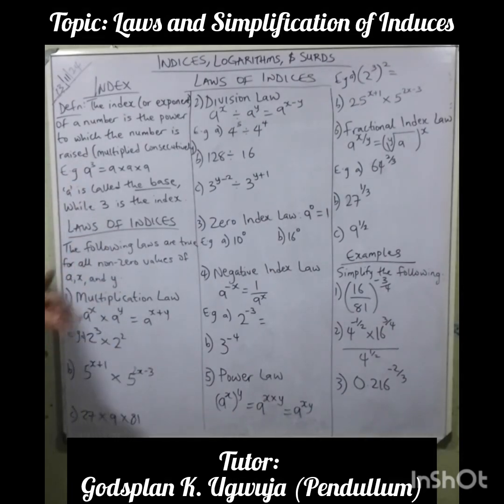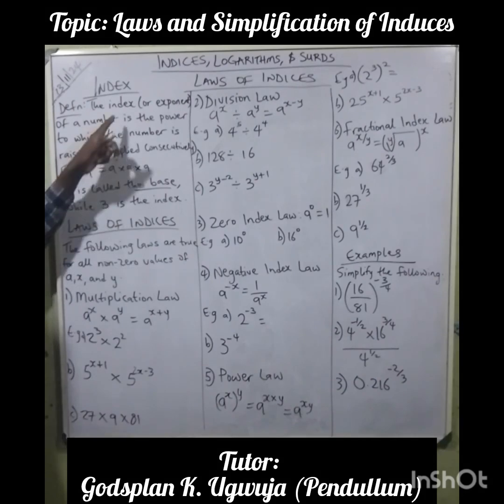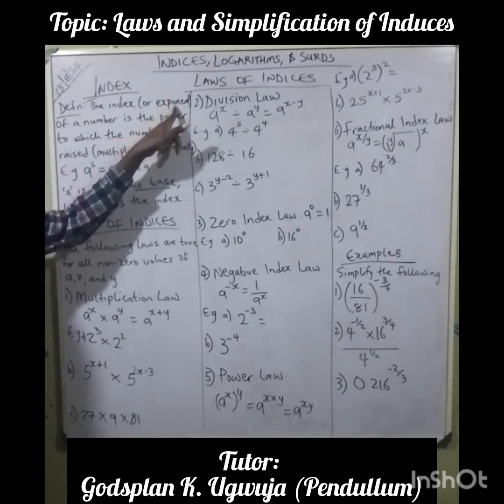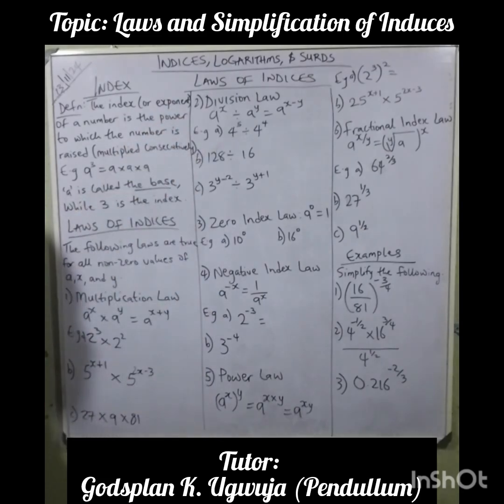And what do we mean by raised? Multiplied consecutively. That is repeated multiplication. Indices or exponentiation just talks about repeated multiplication. So if I say a raised to the power of 3, what I actually mean is a multiplying itself 3 times. So a times a times a. That's just what it means. If I say 2 to the power of 3, I mean 2 times 2 times 2, 3 times. So exponentiation or indices is just repeated multiplication, consecutive multiplication.